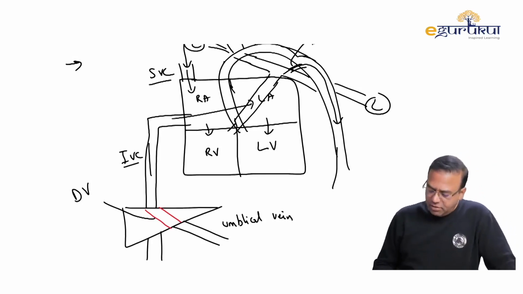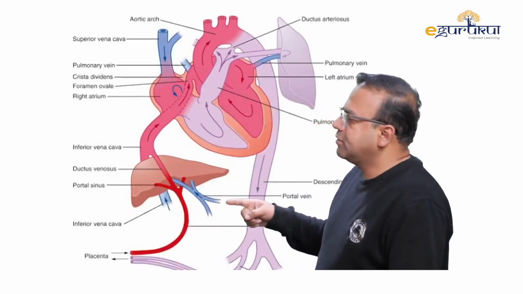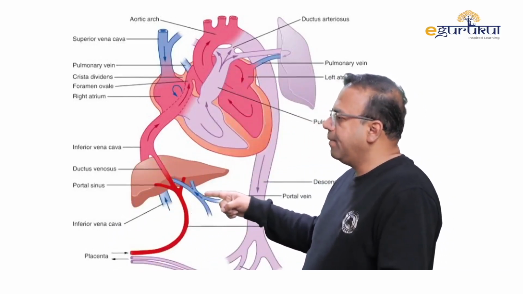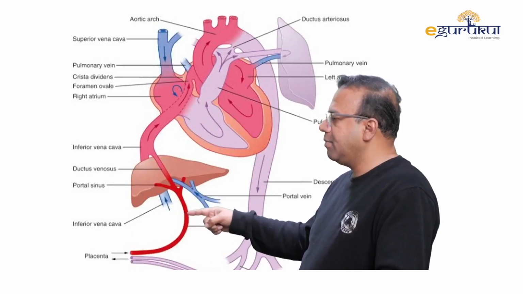So what I have drawn, you can see over here. This is the umbilical vein, and the umbilical vein is getting oxygenated blood. This is the umbilical vein coming from the placenta.